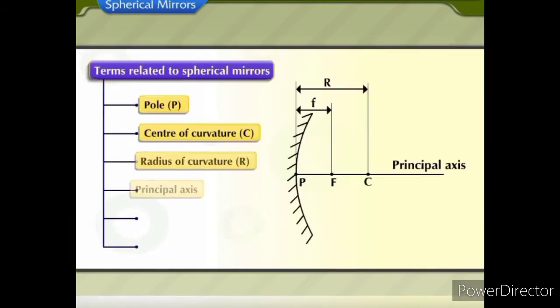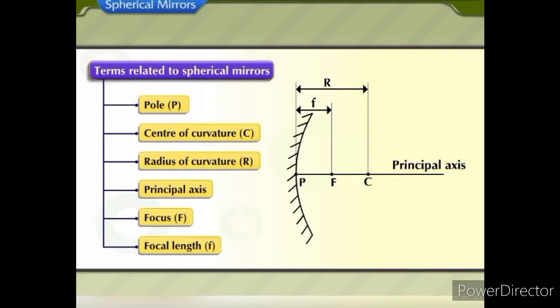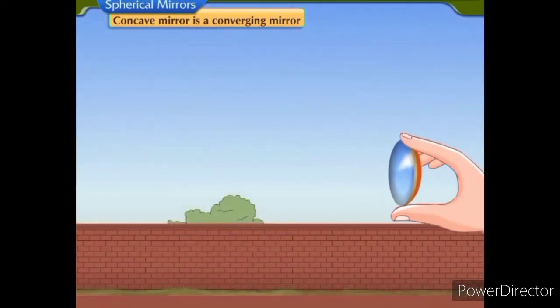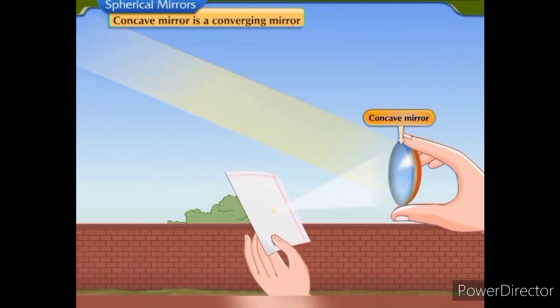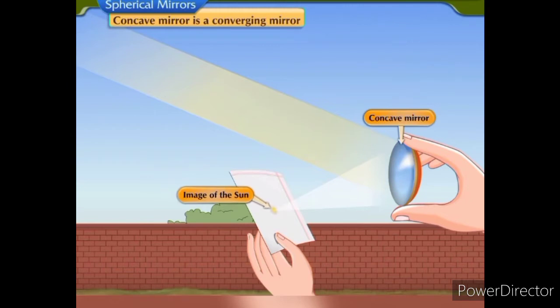Having learnt about the terms related to spherical mirrors, let us now proceed to understand the concept of convergence and divergence of light by concave and convex mirrors. Concave mirror is a converging mirror. Let us hold a concave mirror facing the sun. Try to focus the reflected sun rays on a piece of paper. Move the paper back and forth until a bright, sharp spot of light is seen. This sharp spot of light is nothing but the image of the sun. The distance between the spot of light and mirror is called the focal length of the mirror.